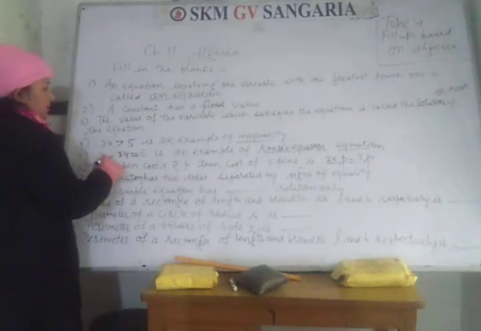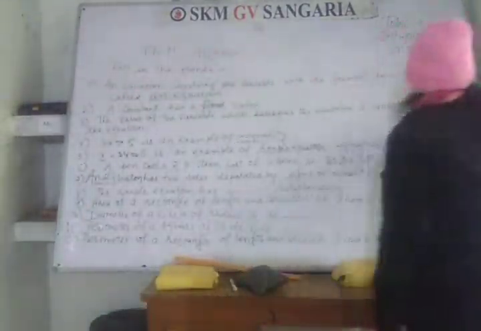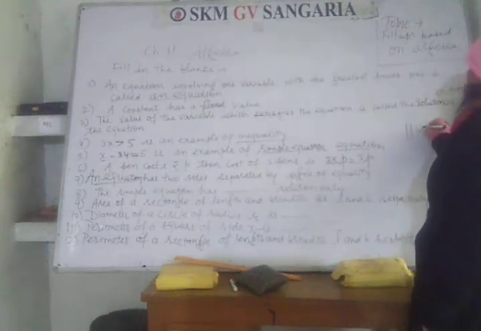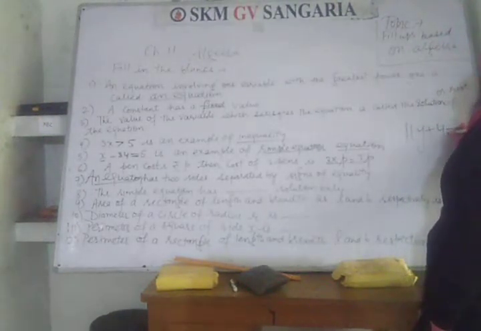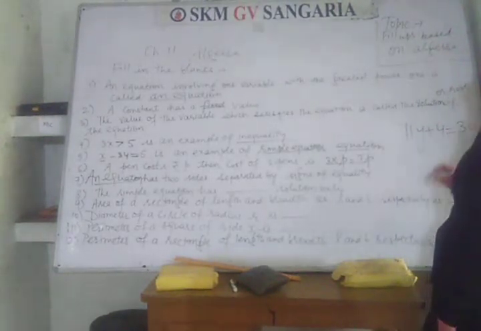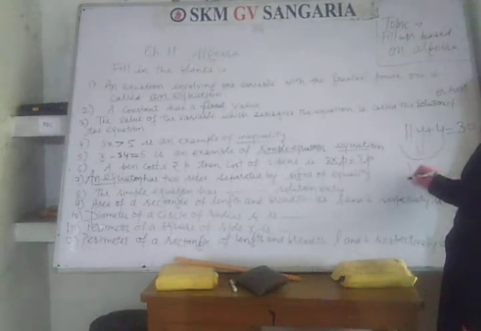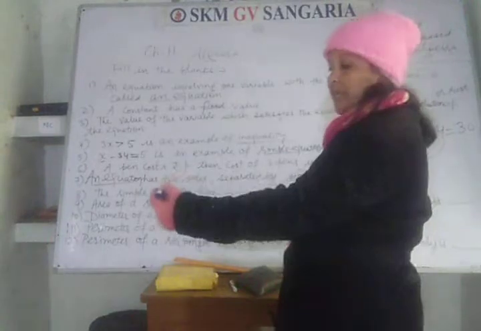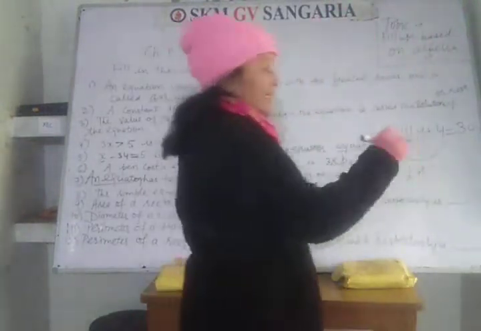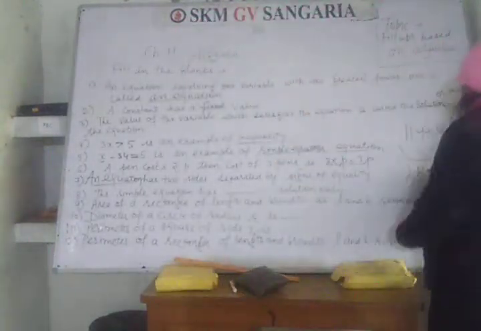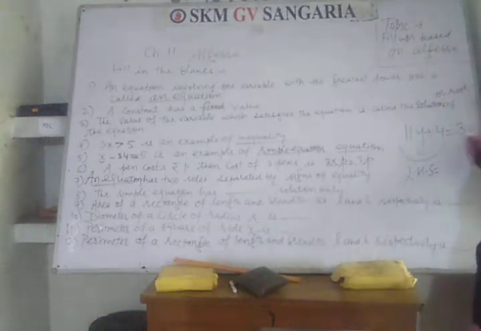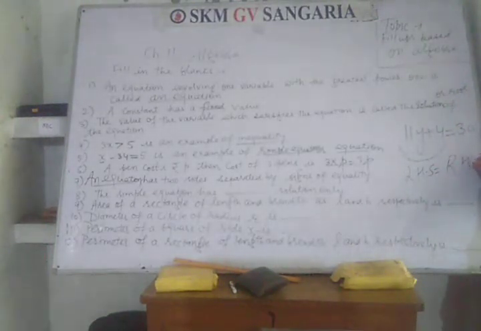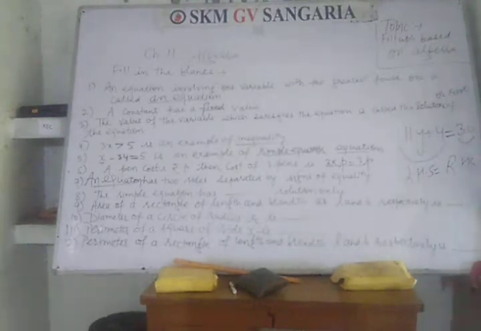Two sides, like here, 11y plus 4 is equal to 30. So these are the two sides. This is my left hand side. And 30 is here, after the equal to sign; this side is the right hand side.